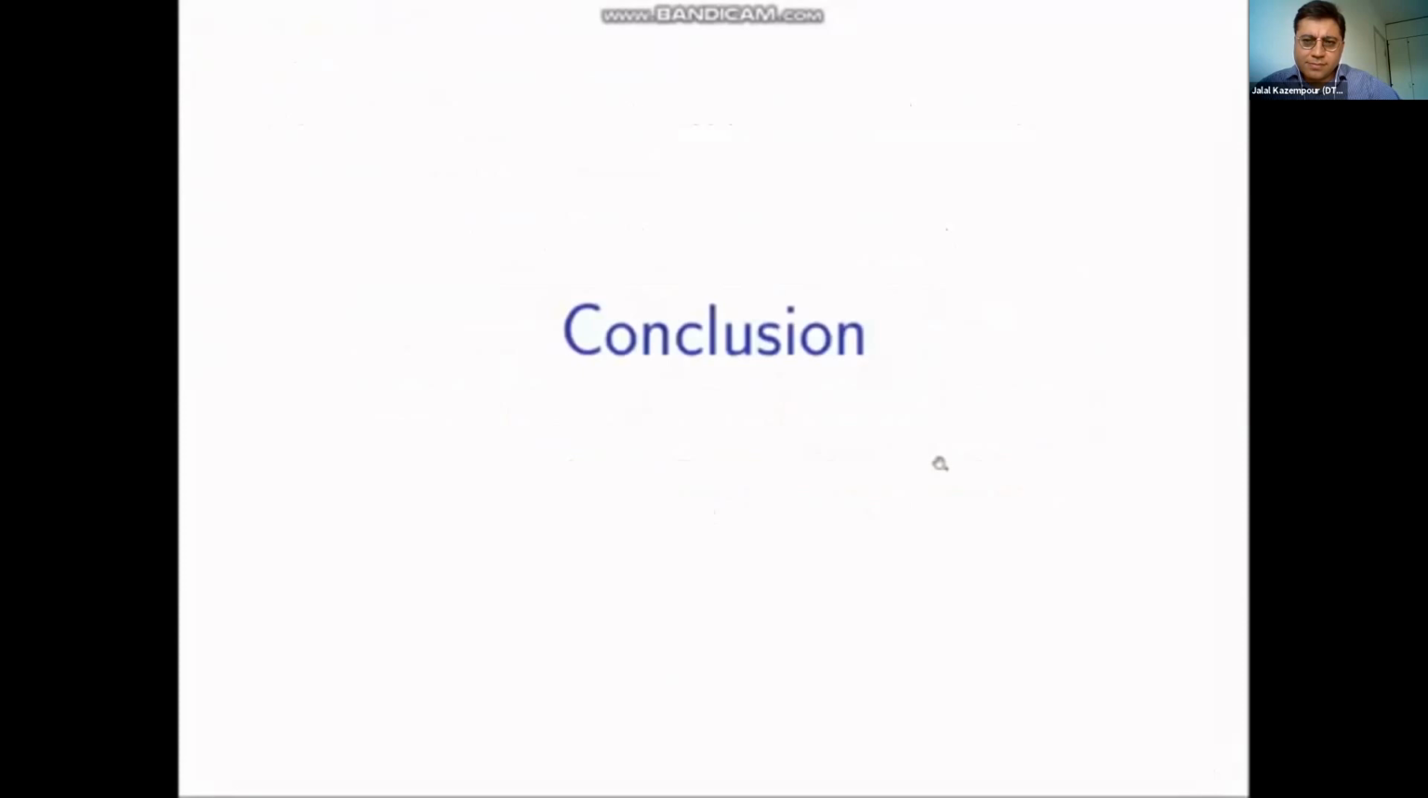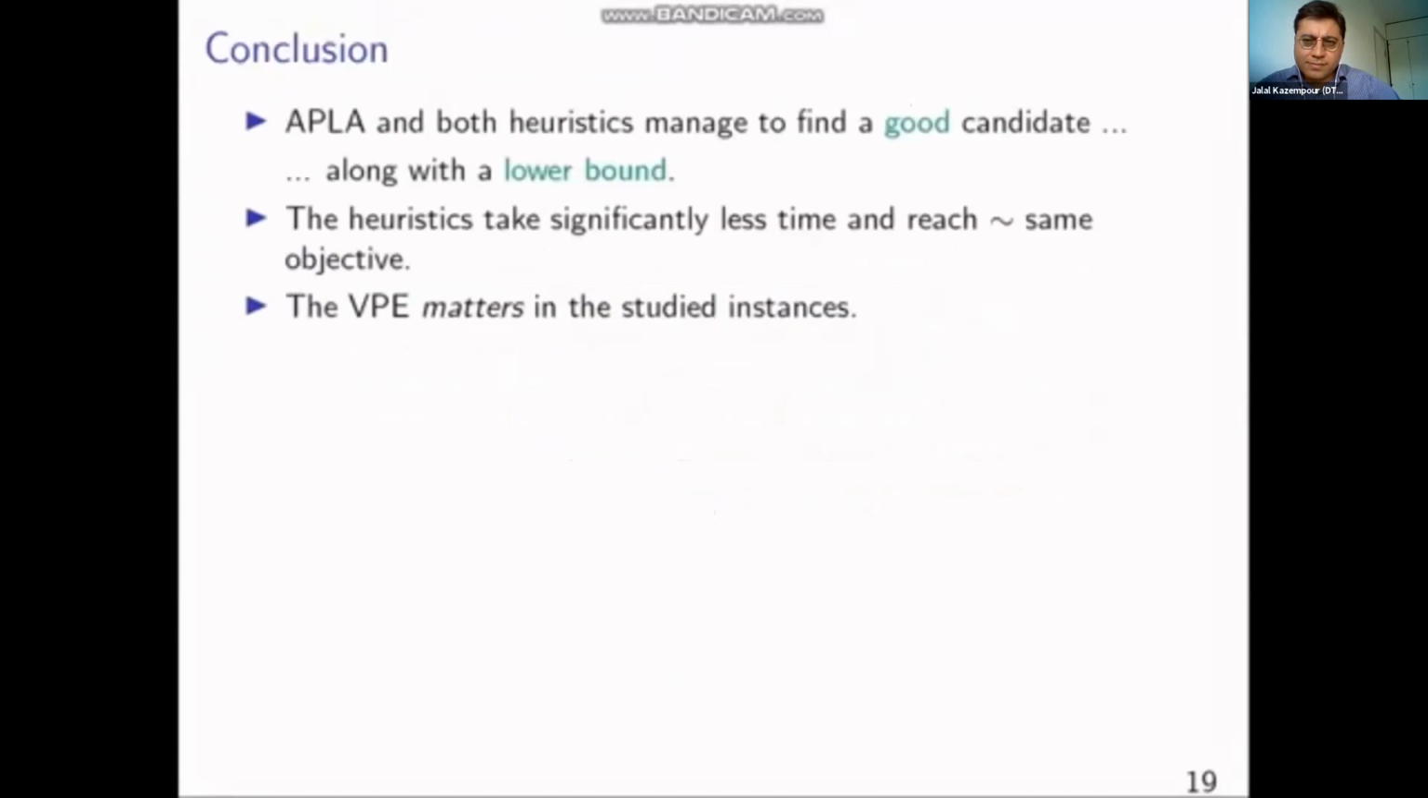So there is really a cost to ignoring the value point effect, which is 5% here and 1% for the first cases. As a conclusion, we have found that Apply and both heuristics managed to find good candidates along with a lower bound, but the heuristics take significantly less time and reach more or less the same objective. And we showed that the VP matters in the studied instance.